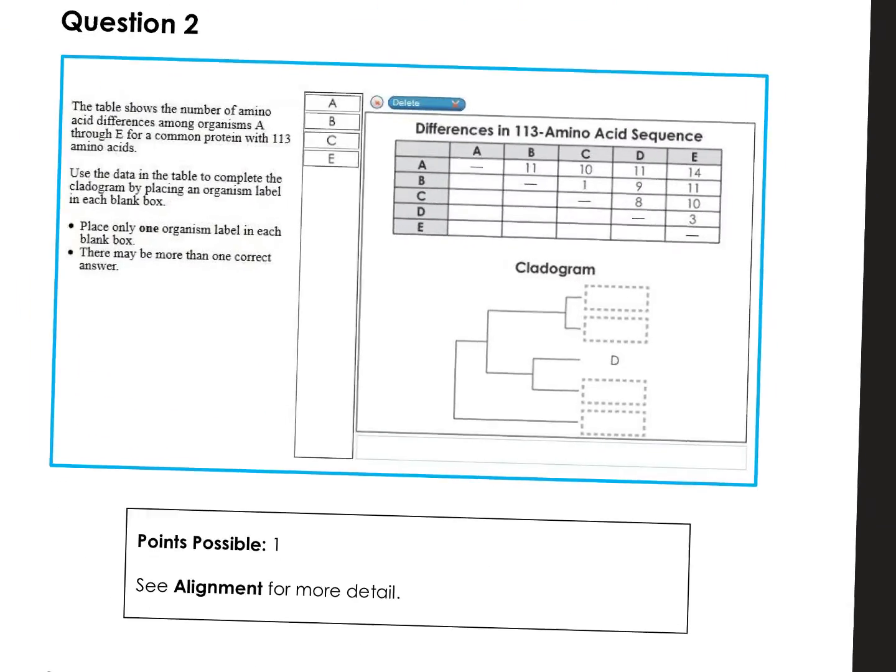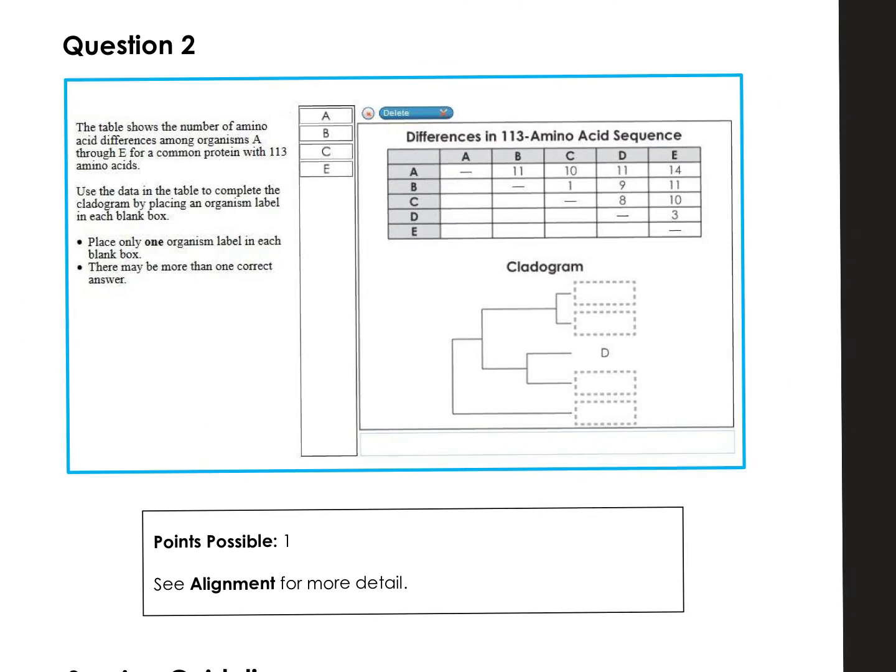Okay, so we're looking at this. We're looking at amino acid sequence differences, and they're going to look at differences, and that's key. And we're going to try to figure out which ones belong in each of these boxes. These two are the ones that have the least amount of difference, right? Which two on this chart have the least amount of difference? Well, B and C have only one difference between them. So these two have to go here. So if I put B here and C here, that's reasonable. They share only one difference, see?